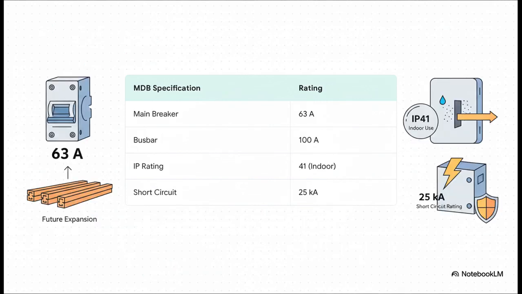So, with that 32 amp number in mind, we can pick our MDB. We go with a 63 amp main breaker. It's the next standard size up, which gives us our safety margin and a little room to grow. The bus bar inside is rated for 100 amps, again, thinking about future needs. That IP41 rating just means it's good for indoors, safe from tools, and a bit of dripping water. And that 25 kiloamp rating, that's its muscle. It tells us it can handle a massive short circuit without exploding.